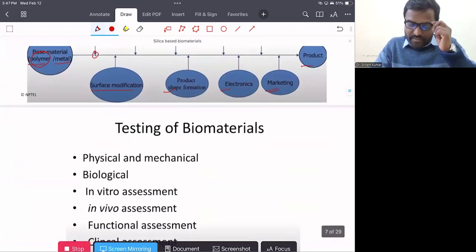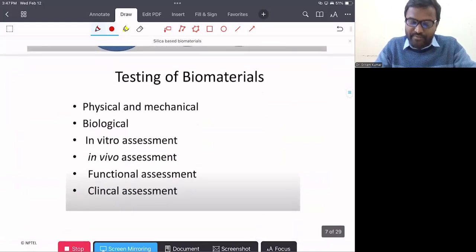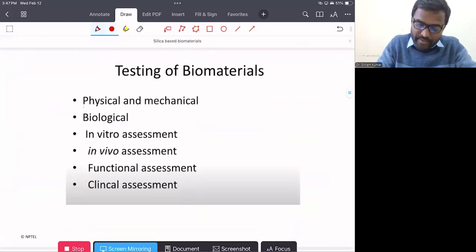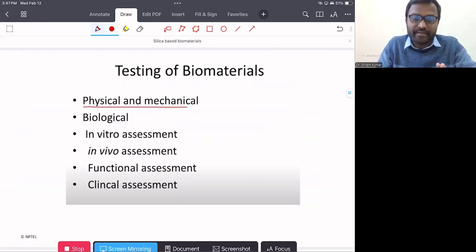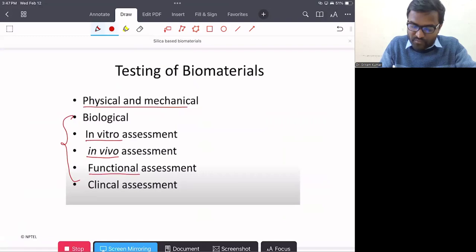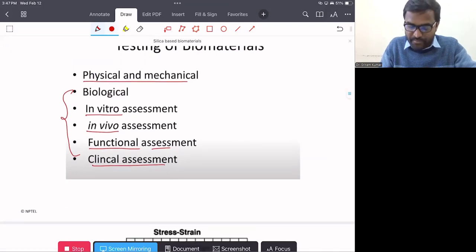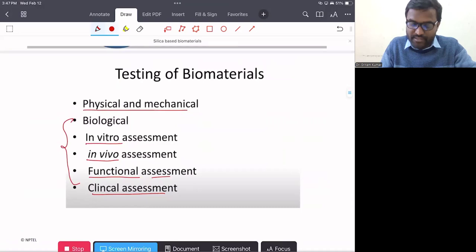Now, if you want to test biomaterials, first we should go for physical and mechanical testing. If we succeed in that, then we should move to the biological methods. In biological methods, we need to test first in vitro conditions, and then in vivo conditions. Then we need to understand the functional assessment and maybe the clinical assessment. And once we succeed, then we should launch the product. So these are the key things of biomaterials.